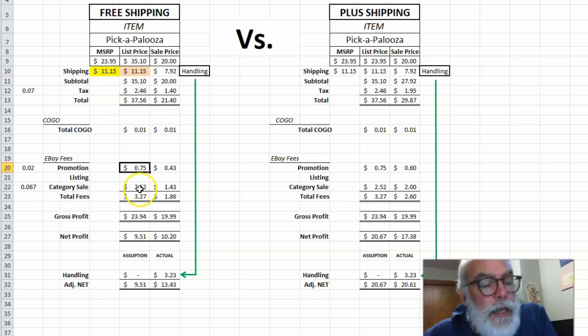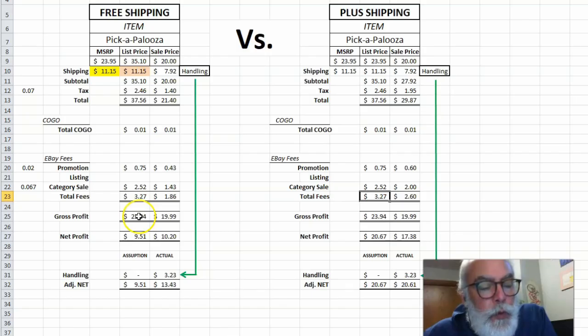My category sale is going to be $2.52 based on 0.067, right? That's if I would have gotten the full price and full shipping, which includes full shipping. So my total fees in that instance would be $3.27. No different over here, no different over here, right?